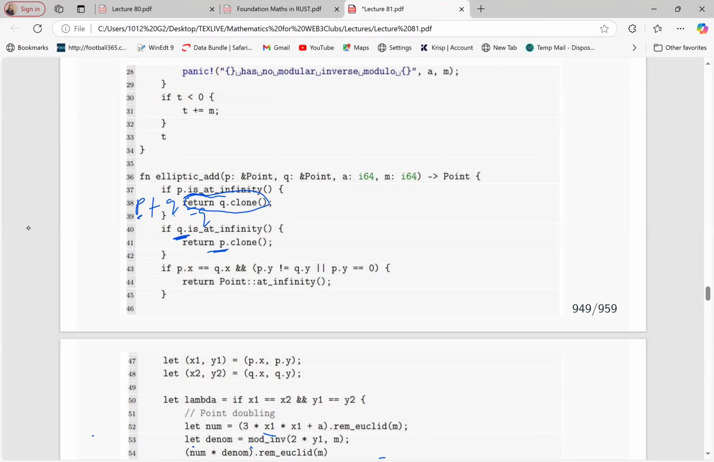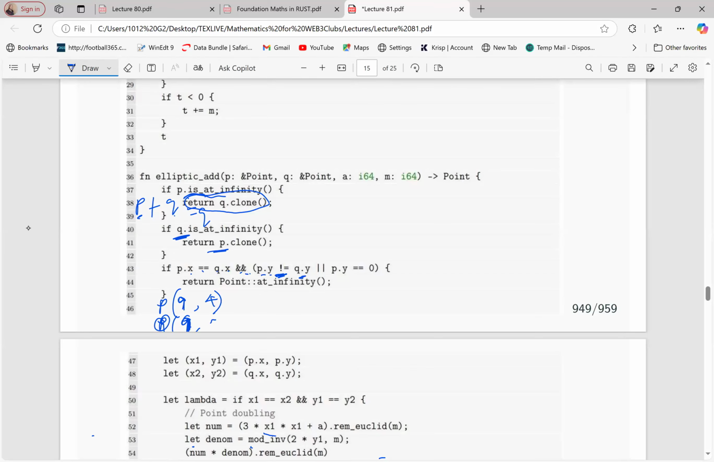And then you're telling it that if the x value of P equals the x value of Q, and if the y value of P is not equal to the y value of Q, or if the y value of P is 0, then the result will be at infinity.